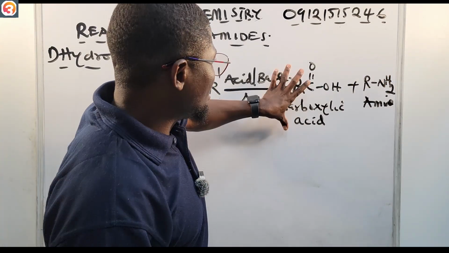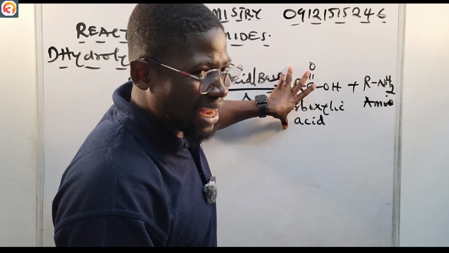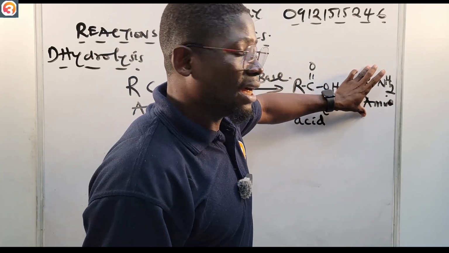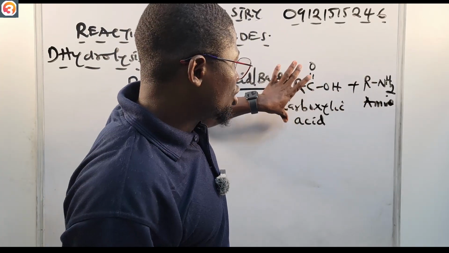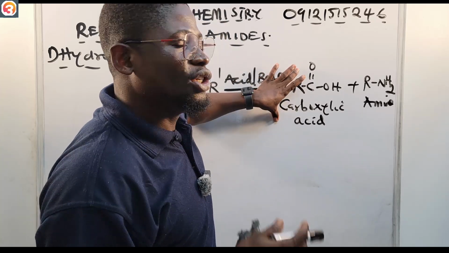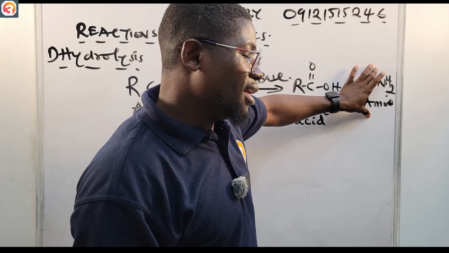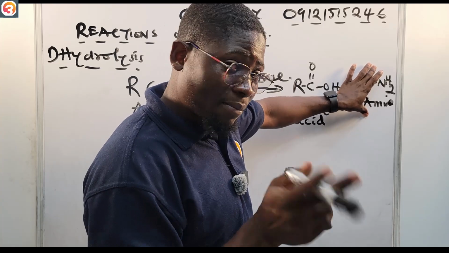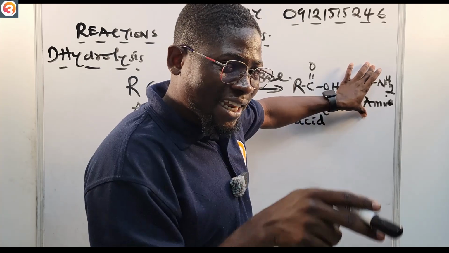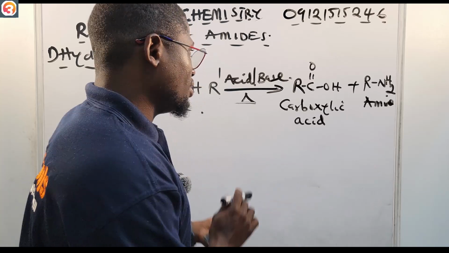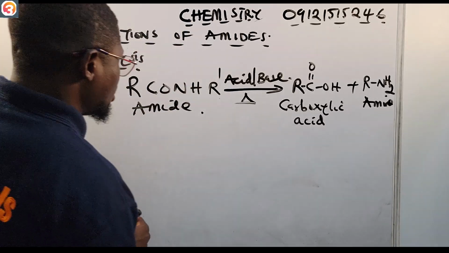This carboxylic acid can further be neutralized, while this one can also be neutralized. You neutralize an acid, because this is an acid, with a strong base. While this one, since it's a base, amines are bases, we talked about that before, you neutralize a base using an acid. So let us see the neutralization reaction.